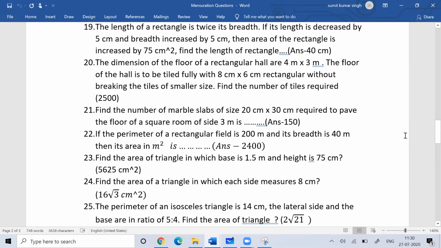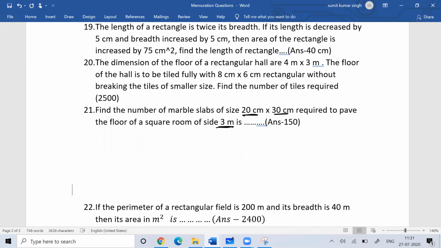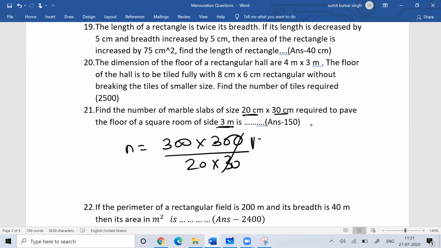Question number 21. Find the number of marble slabs of 20 centimeter by 30 centimeter required to pave a square. Same thing again. Earlier a rectangular room was given. This is a square room, so the side is 3 meters. The number would be the area of the square, 300 centimeter into 300 centimeter, divided by 20 into 30. So this would be 10 and this would be 15. The number would be 150.